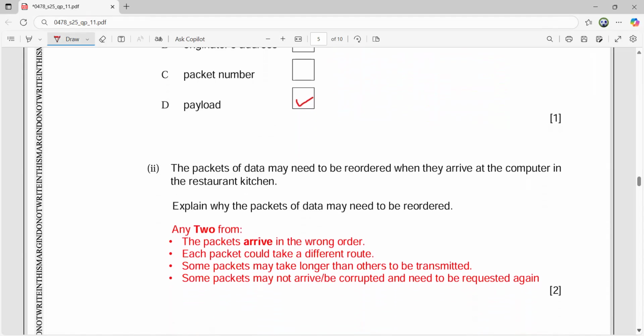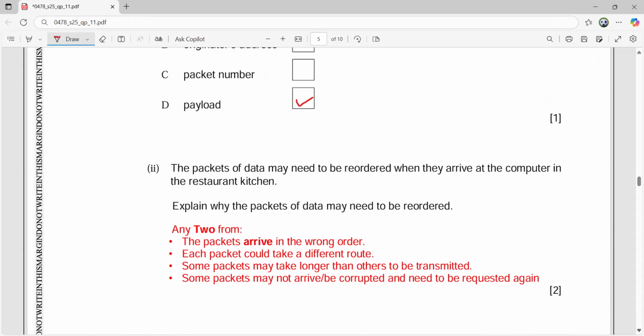Now, next part of the question. The packets of data may need to be reordered when they arrive at the computer in the restaurant kitchen. Explain why the packets of data may need to be reordered. Now you can see they are arriving out of order. So any two, because it's a 2-mark question, the packets arrive in the wrong order.